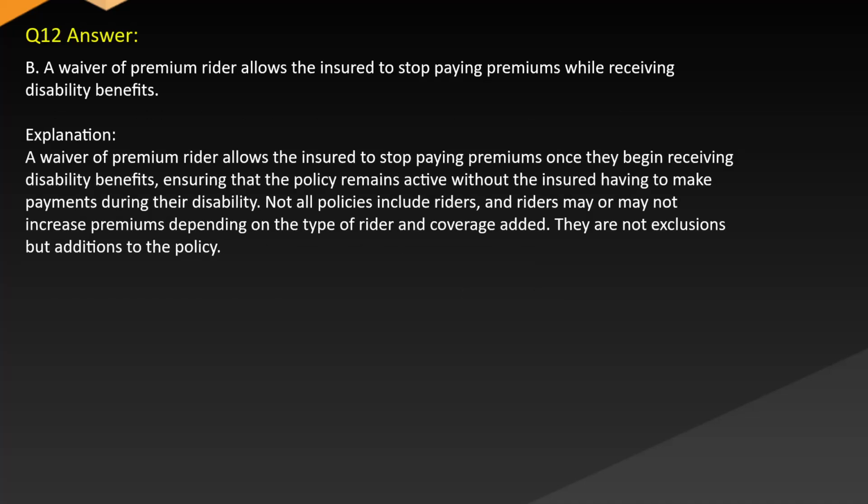Answer. B. A waiver of premium rider allows the insured to stop paying premiums while receiving disability benefits. Explanation. A waiver of premium rider allows the insured to stop paying premiums once they begin receiving disability benefits, ensuring that the policy remains active without the insured having to make payments during their disability. Not all policies include riders, and riders may or may not increase premiums depending on the type of rider and coverage added. They are not exclusions but additions to the policy.